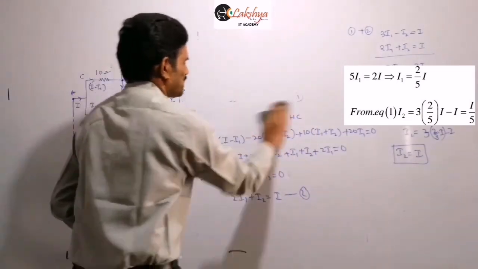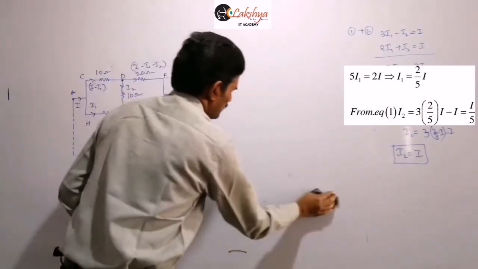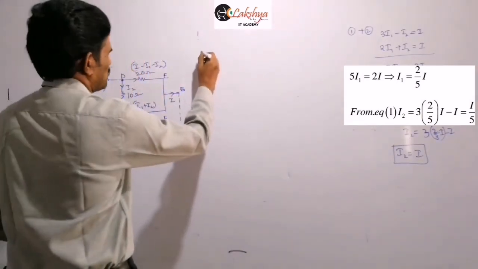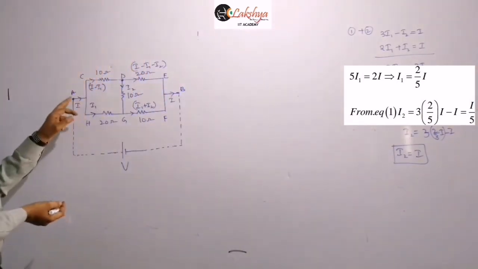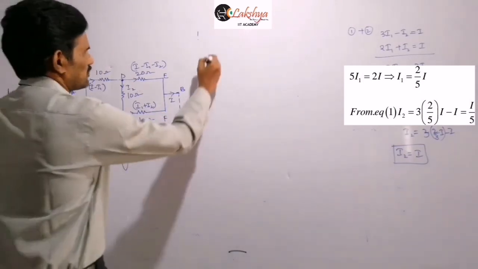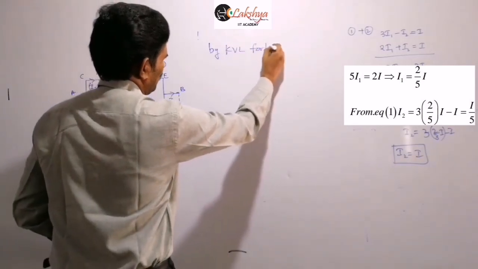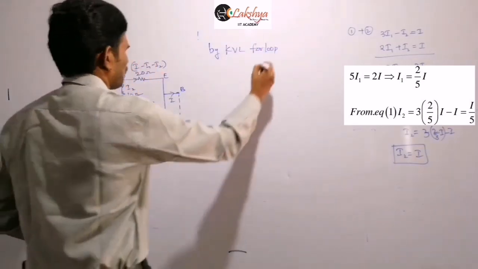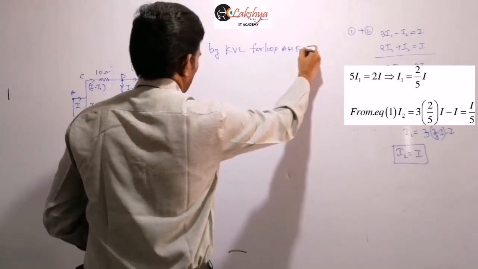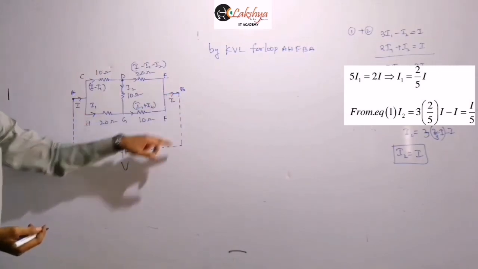So first you need to find this I1 and I2 values in terms of the total current, and then finally we need to apply the Kirchhoff law. So now I am considering simply this path, including the cell. Finally, by KVL for loop AHFBA, right? For this loop I am following AHFBA.